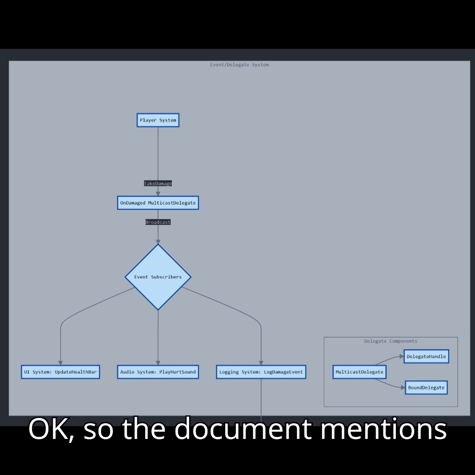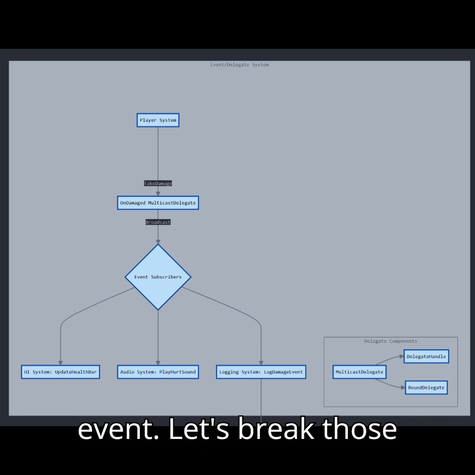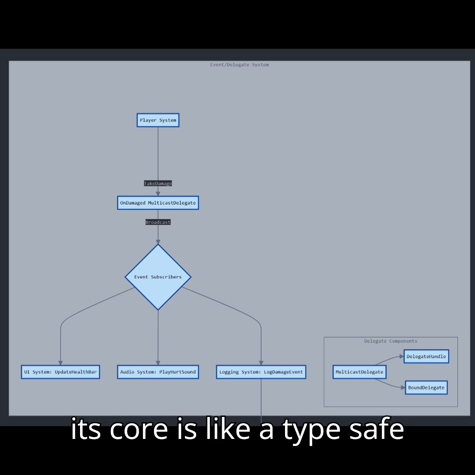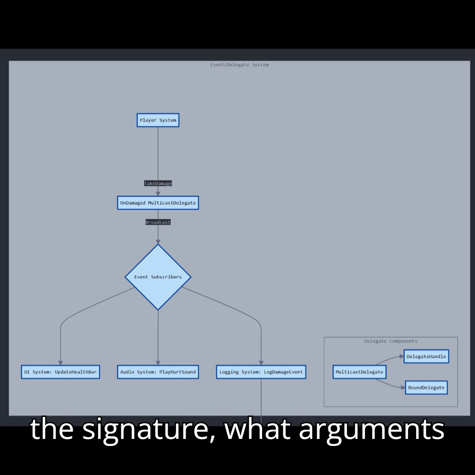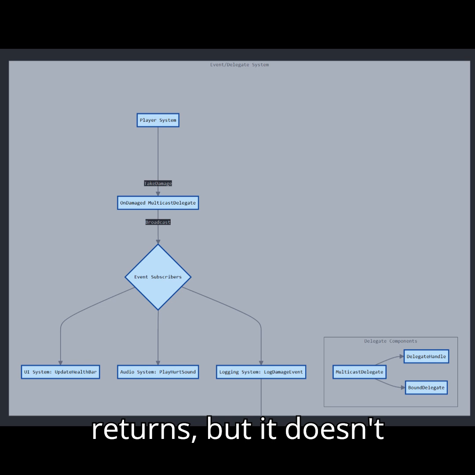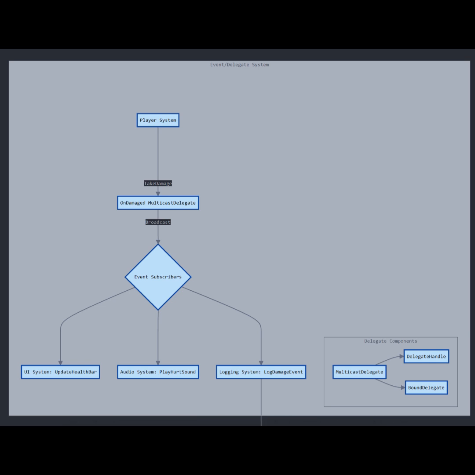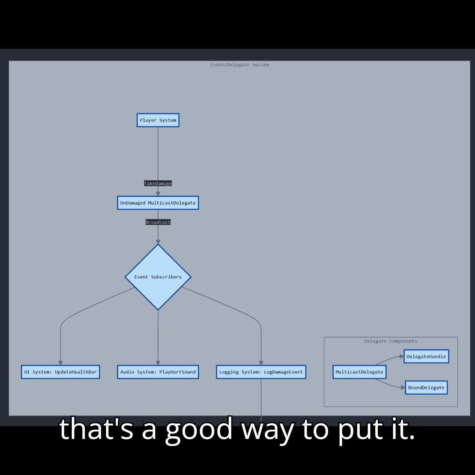Okay, so the document mentions some key terms. Delegate, single-cast, multi-cast, event. Let's break those down. So a delegate, at its core, is like a type-safe function pointer. It knows the signature, what arguments a function takes, what it returns, but it doesn't necessarily point to a specific function yet. It's a placeholder. Like a contract for a function call. I need this kind of function. Yeah, that's a good way to put it.